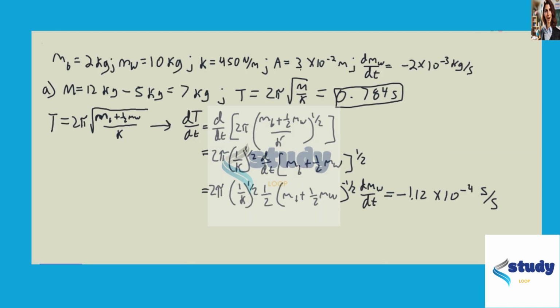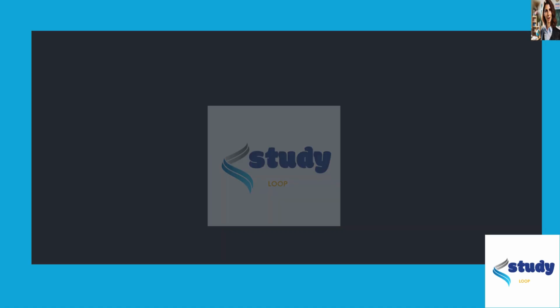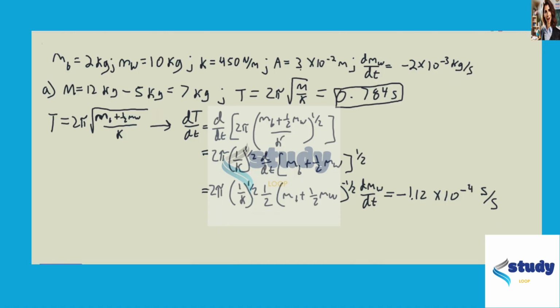Okay? So the period's directly proportional to the square root of the mass of the system, and there's a leakage of water, so the mass of the water is decreasing. The period of the system will be shortest when the mass of the water is 0. So let's figure that out. This was part B, and now we're going to do part C. This happens when it's just 2 pi square root of 2 over the 450. So just the mass of the bucket, and this is 0.42 seconds.